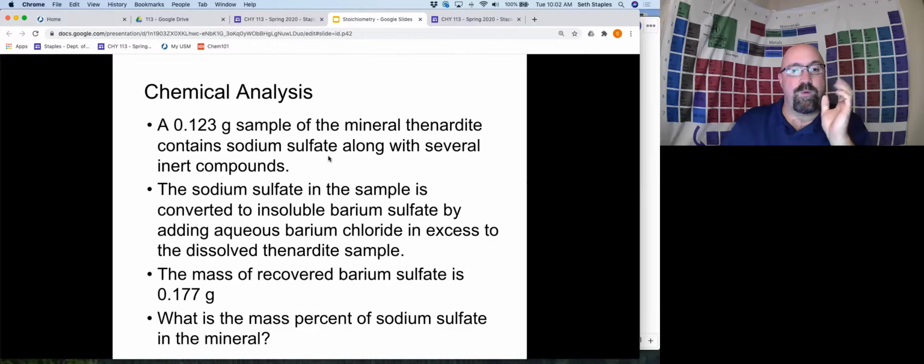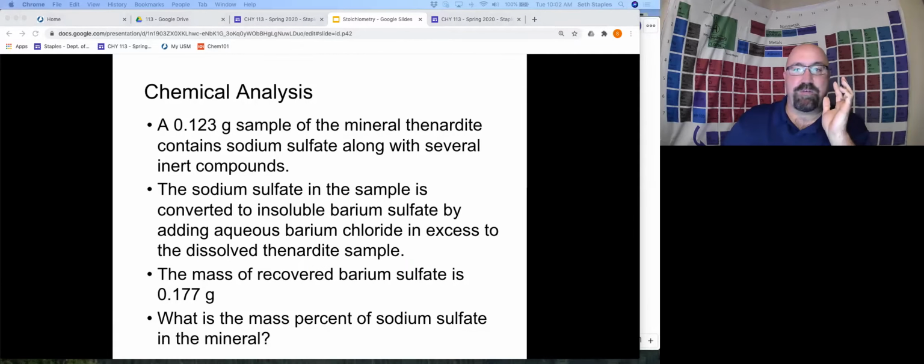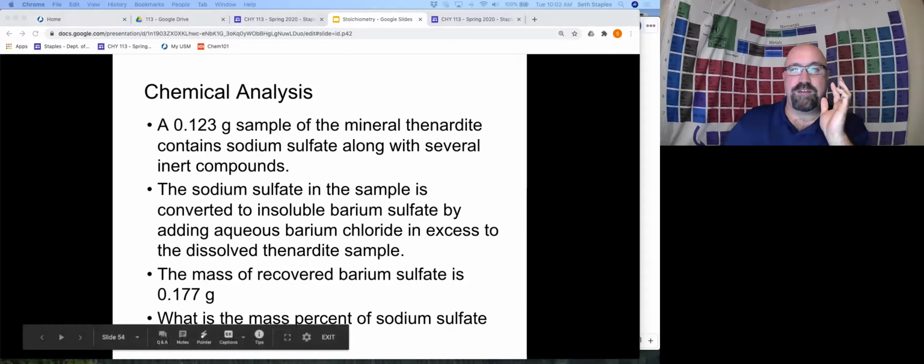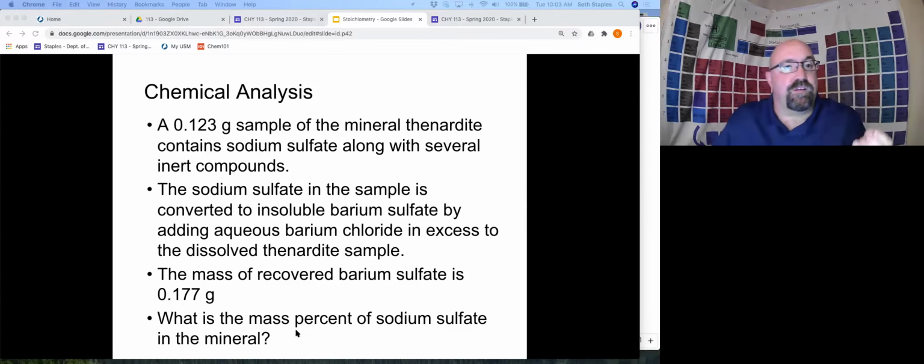But the compound of interest for us for this particular problem is sodium sulfate. And what we want to ultimately find, you can see down here, is the mass percent of sodium sulfate in the actual mineral. So we have this mineral, the thernodite, and we want to know what percent of that by mass is made up of sodium sulfate.